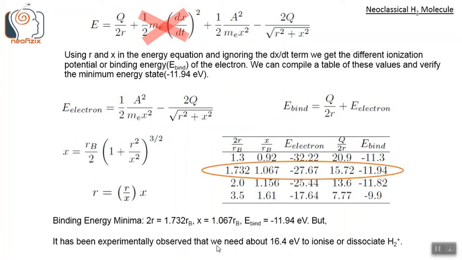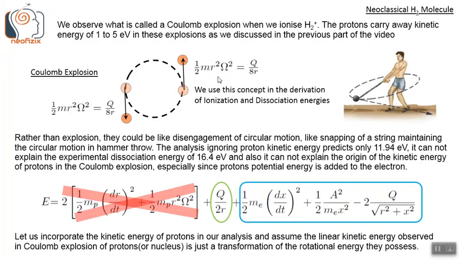But it has been experimentally observed that we need minus 16.4 electron volts to ionize or dissociate H2+. Here we have got just 11.94. Actually, instead of 11.94, it should be 16.4. That is according to the experiment. We observe what is called a Coulomb explosion when we ionize H2+.